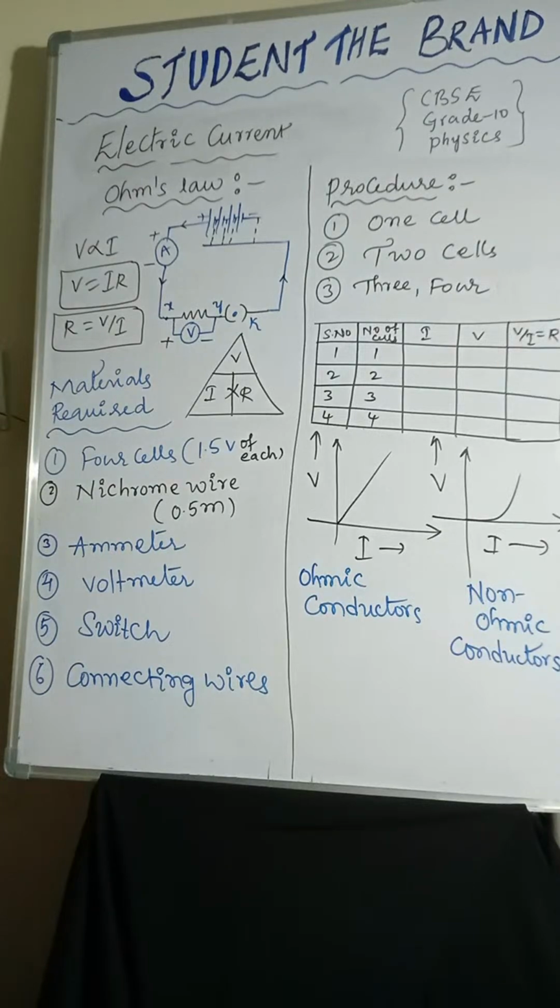The potential difference across the ends of the given metallic conductor is directly proportional to the current flowing through it at a constant temperature. V is directly proportional to I, V equal to IR. Physical conditions are also given in the textbook, you can check once. I have to mention a constant temperature.